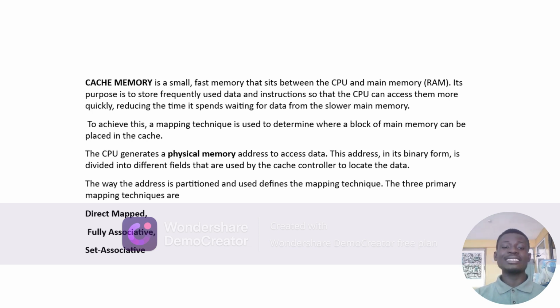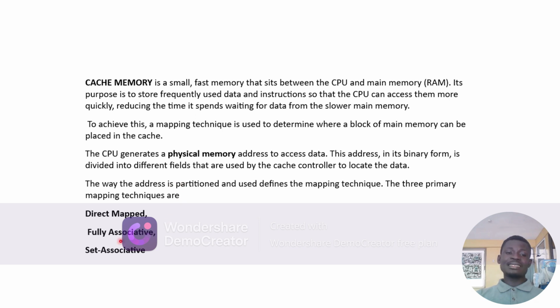So when we say cache memory, what is a cache memory? Let's have a brief history. Cache memory is a small fast memory that sits between the CPU and the main memory, that's the RAM. What's the purpose of this cache memory? This cache memory is responsible for storing instructions or data that is frequently used by the CPU, so that the CPU can access the instruction or data quickly, reducing the time it will spend waiting for the data from the slower main memory. So we have three ways of doing cache memory mapping.